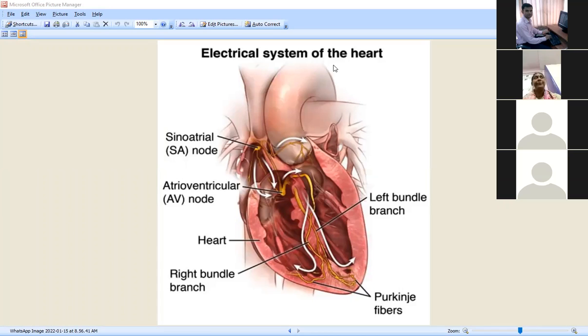So the SA node is the pacemaker, just at the top of your right atrium. Then the AV node, which is present at the base. You can see on your screen that the AV node is present at the base of the right atrium, which sends electrical signals to the bundle of His, or bundle of the right ventricle and bundle of the left ventricle.